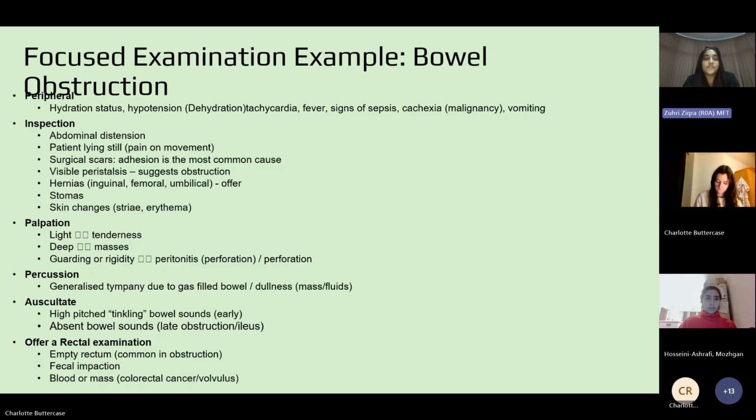One thing is, obviously don't do this unless you have to in the examination, but offer a rectal exam as well. I think it's quite an important part of especially a bowel obstruction examination. Just say you would consider doing a rectal examination. Empty rectum tends to be quite common in obstruction, but with fecal impaction, you can see blood or mass, which could signify other conditions, can't you?